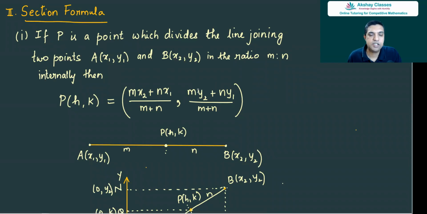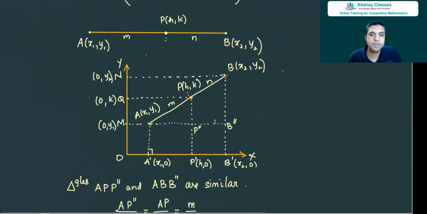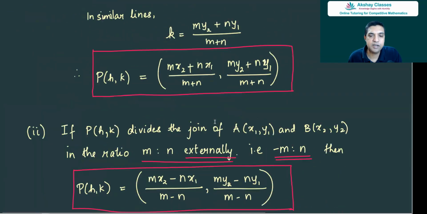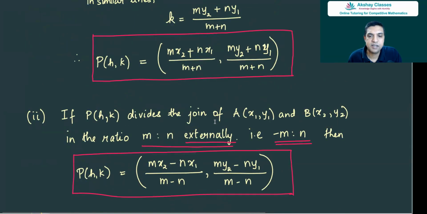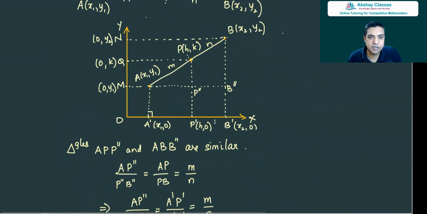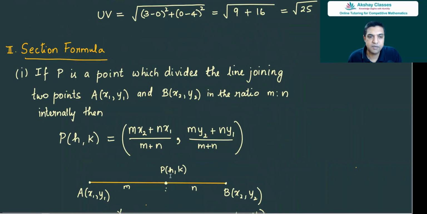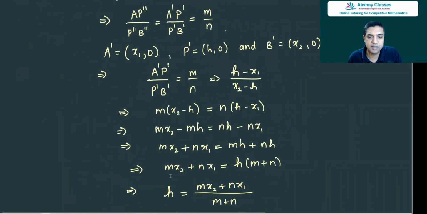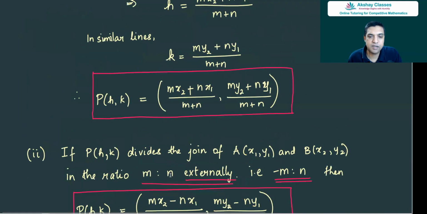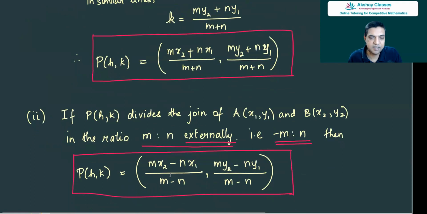Point which divides a join of 2 points in the ratio m:n internally. That is mx2 plus nx1 by m plus n, my2 plus ny1 by m plus n. And that was for internal division. So P divides the join of AB internally. Now, if it is an external division, then we get a minus sign.